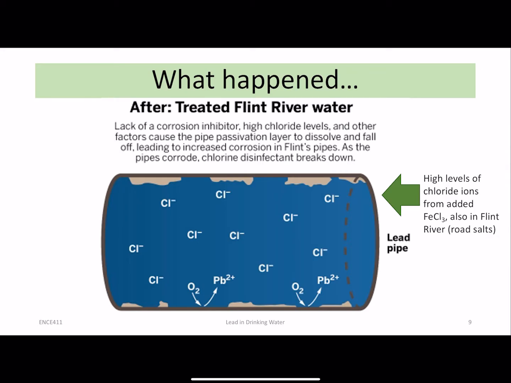Okay. So this is the after. After they switched, they were not adding phosphate anymore. So this layer, called the passivation layer, from before when they were using the Detroit water, because they didn't use the phosphate anymore, was dissolving over time. So now they have the pipes exposed to the water. And they had a lot of chloride because they were adding bleach and they were adding the iron chloride. So they have a lot of chloride. And the chloride, the bleach, and the chlorine can corrode the pipes. And also the dissolved oxygen in the water.